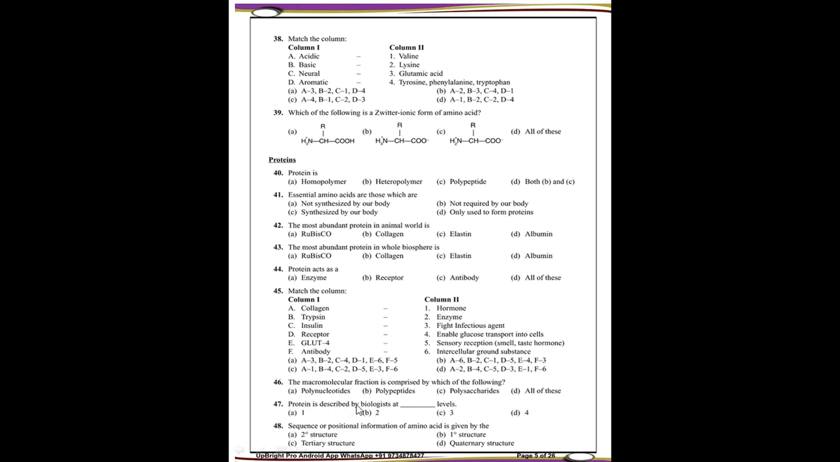Protein is described by biologists at how many levels? Four levels. We have primary level, secondary level, tertiary level, and quaternary level. So the answer for question 47 is 4, that is D. Sequence or positional information of amino acids is given by the primary structure. That is 48. The answer is B.